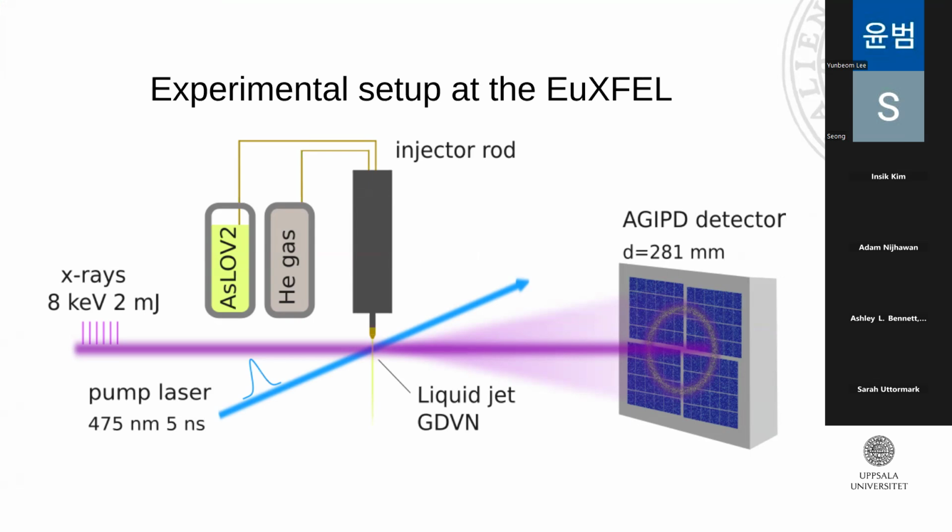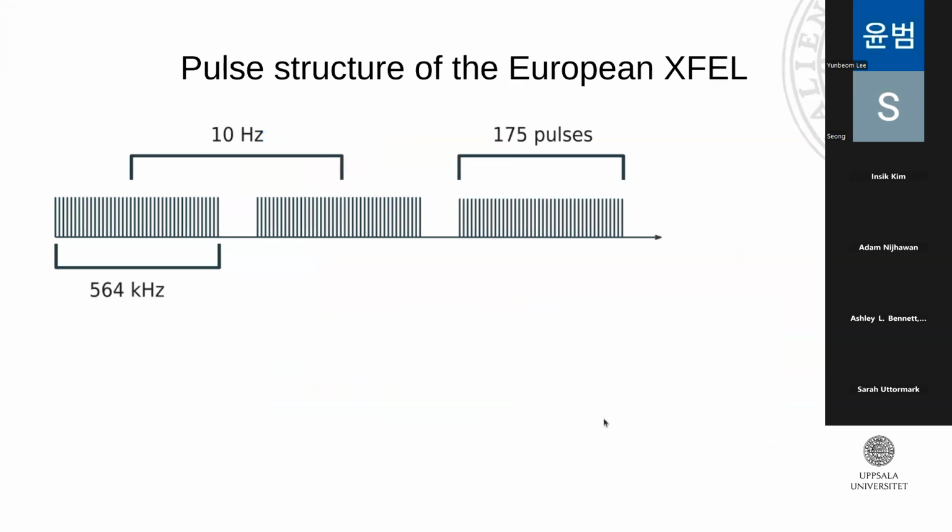Our setup was something like this. We had the liquid jet coming in here, we had our pump laser, and we have the megahertz repetition rate X-rays coming in. We're collecting the data with a rapid readout from the detector. At the European XFEL, we have this weird pulse structure comprised of small bunches, then a gap, and then small bunches again.